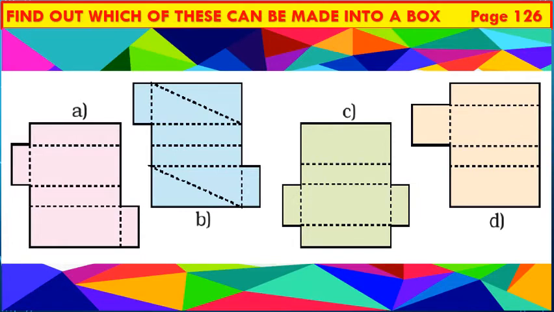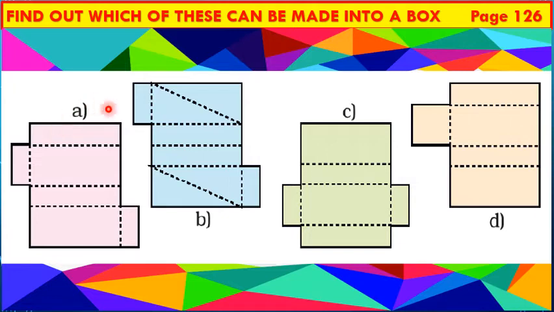Ramya has made 4 more shapes. Each is to be folded along the dotted lines. Find out which of these shapes can be made into a box. Children, we all know that a box has 6 faces, so its net also should have 6 faces. Am I right?